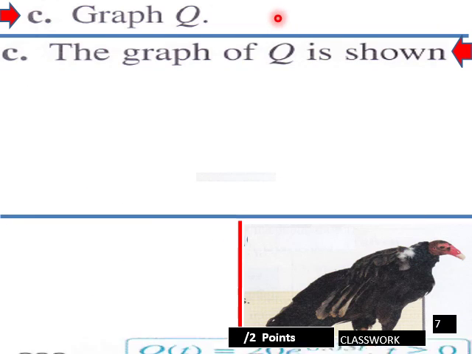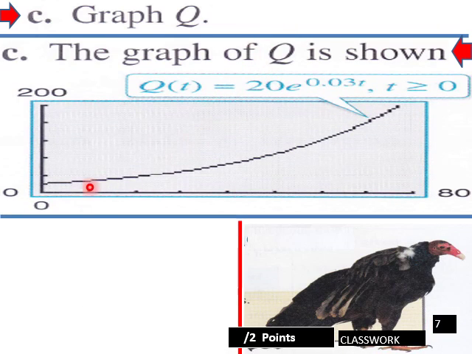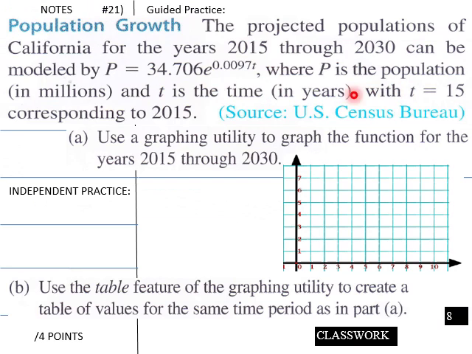We're going to graph this now. The graph of Q is here. Here's our function for the population growth of fruit flies, 20e to the 0.03 T. Okay, our next guided practice: population growth, California, 2015 through 2030. Here's a function that supposedly models the California population growth.